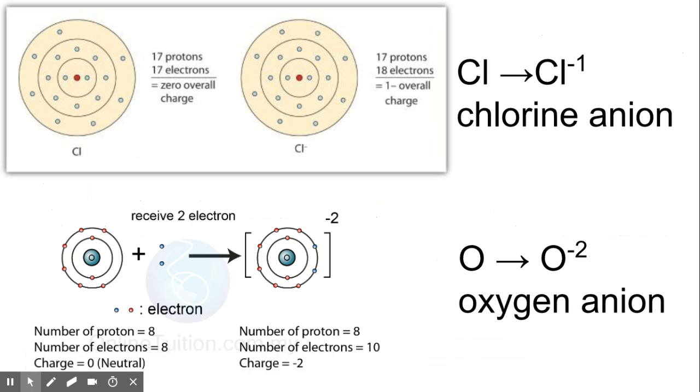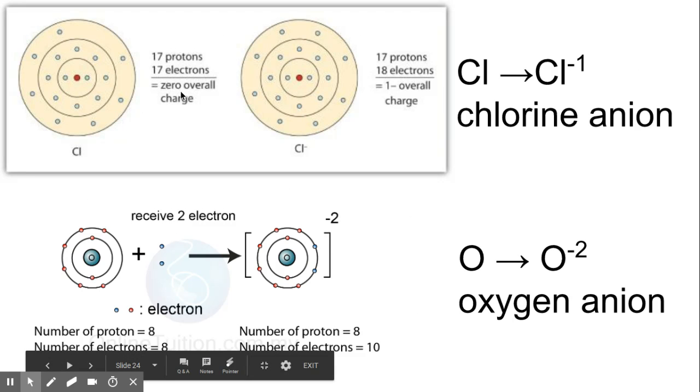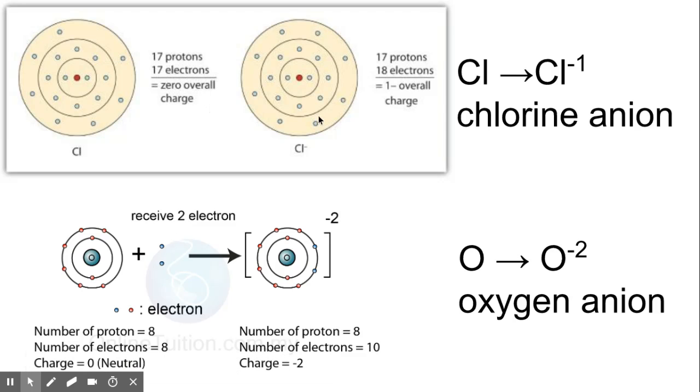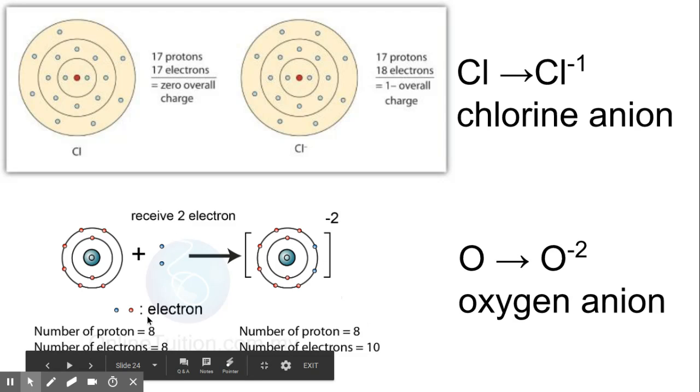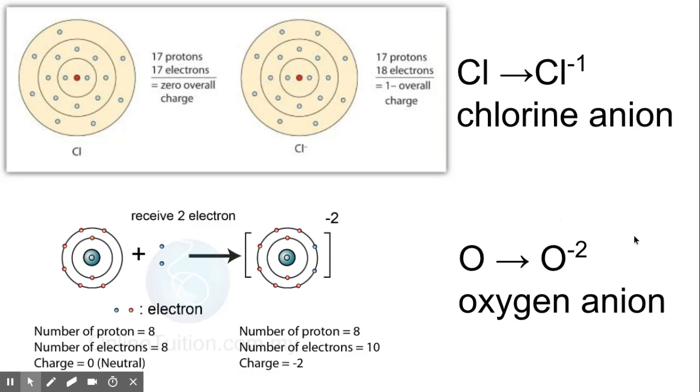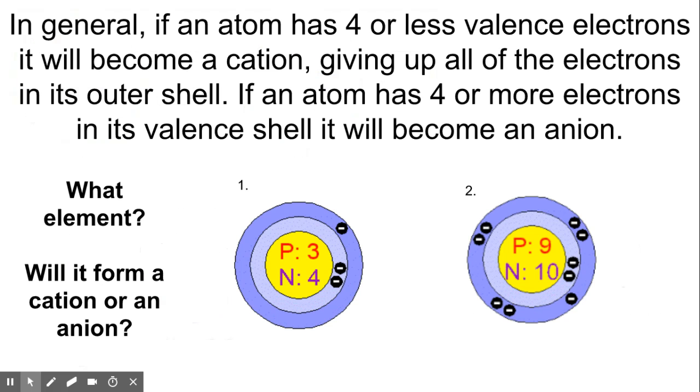Here are a couple more examples. We have chlorine that starts off with 17 protons and 17 electrons. When that 18th electron comes in, it means we have 17 positive charges, 18 negative charges. So overall, we have a chlorine minus 1 anion. And here we have our oxygen atom starting off with 8 protons and 8 electrons. But when those 2 empty spaces on that valence shell are filled, 2 more negative charges coming in, giving us an overall negative 2 oxygen anion.